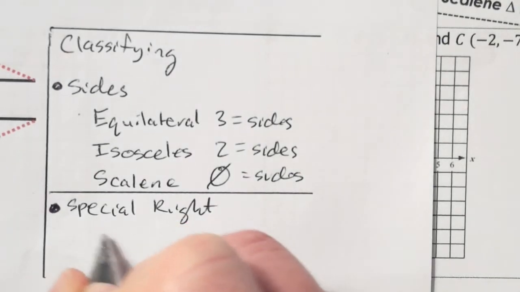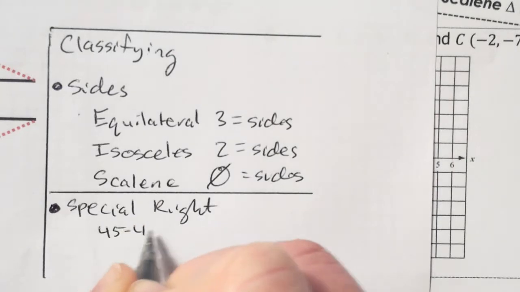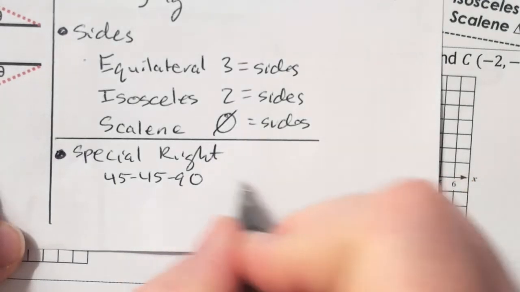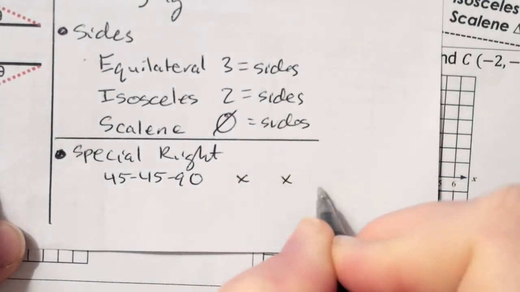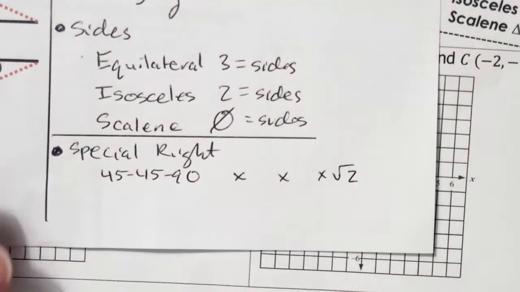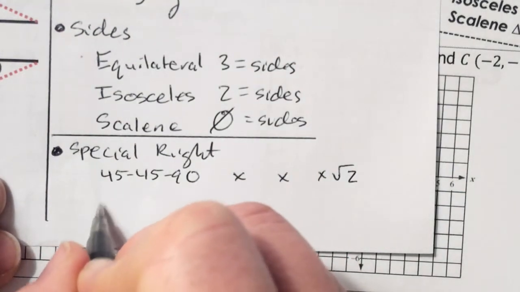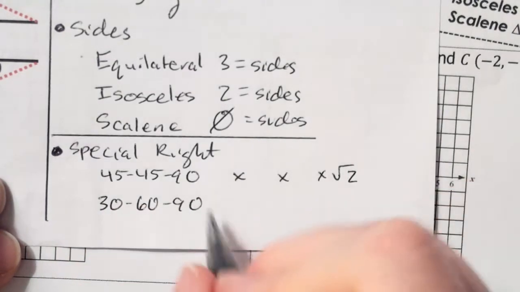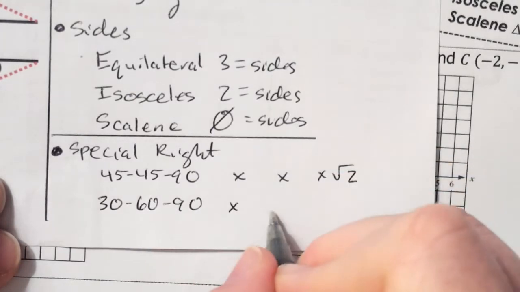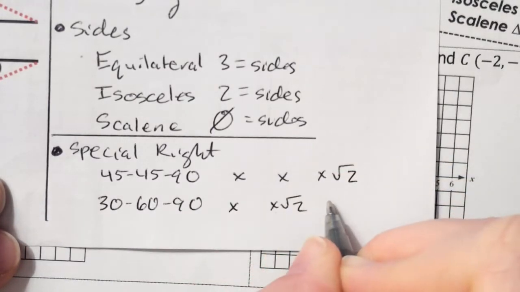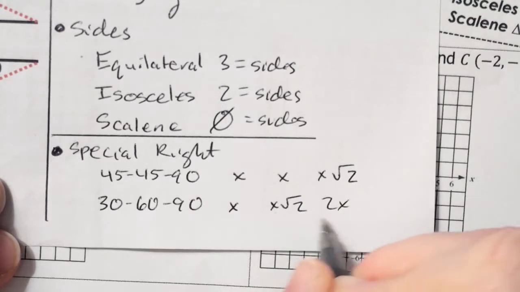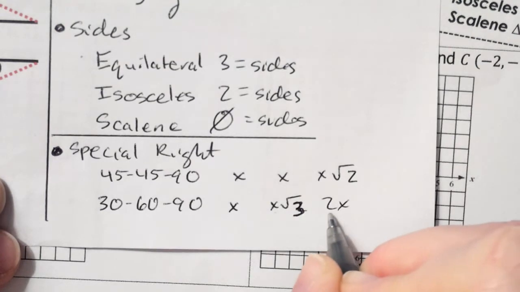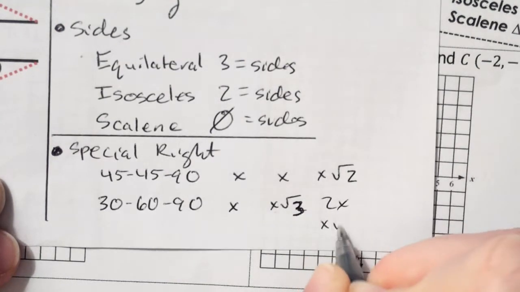So if it's a 45, 45, 90, now the list from least to greatest would be x, x, and x radical 2. We'll be getting to that in just a minute. And then for a 30, 60, 90, there is x, x radical 3, and then there's 2x, right? Sorry about that. Another way to write that would be x radical 4.